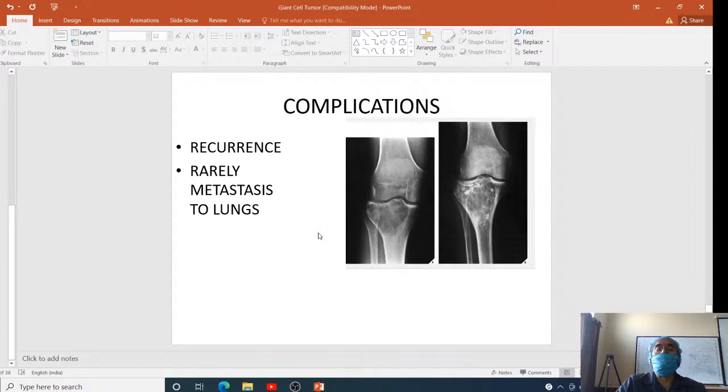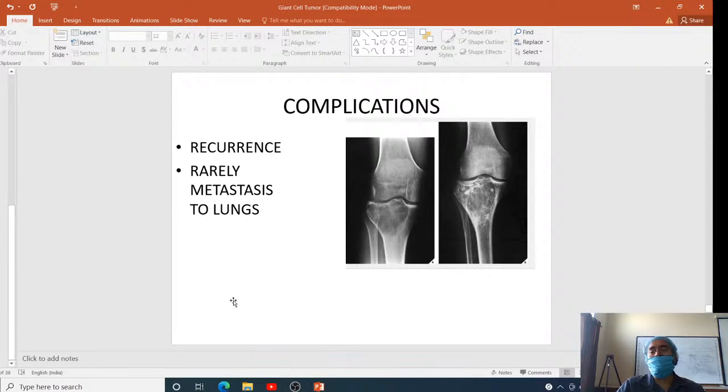So what are the complications of GCT? Recurrence is very, very high. So you should not think that just because you have operated, recurrence will not be there. Always tell the patient that I have done my duty. Say 90% of the patients will not have recurrence. So you should count yourself that you will be in that 90%. Don't think pessimistically that you will be in the 10%.